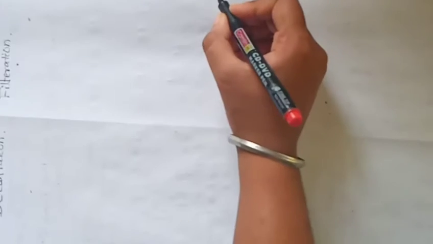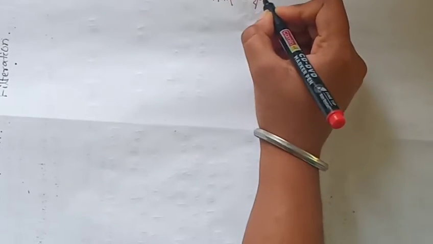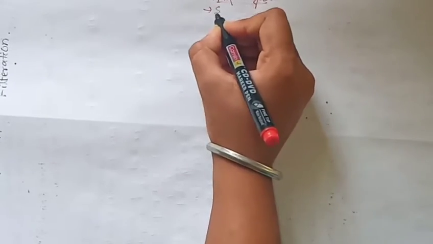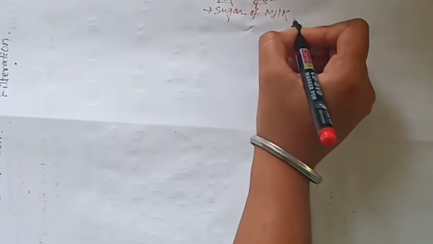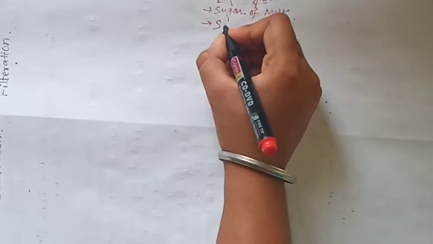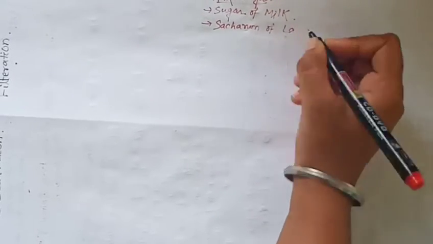Today we are going to discuss the preparation of milk sugar, also known as sugar of milk, or saccharum lactis. So these are the common names of milk sugar.